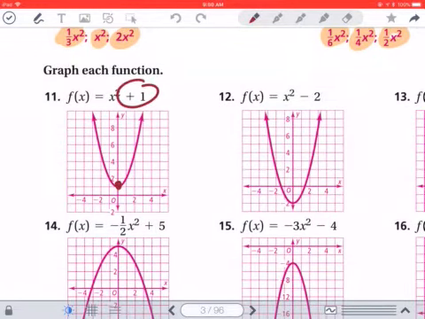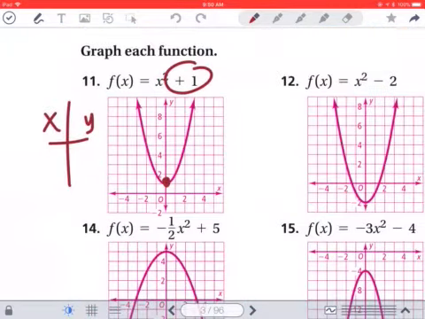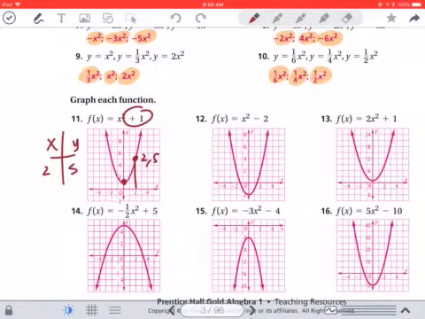So it's shifted up 1. And you should make a table for these. Now if I plug in 2, I would get 2 squared is 4, 4 plus 1 is 5, so I should be able to check that point right there, (2, 5). So you should have a table for each one of these.